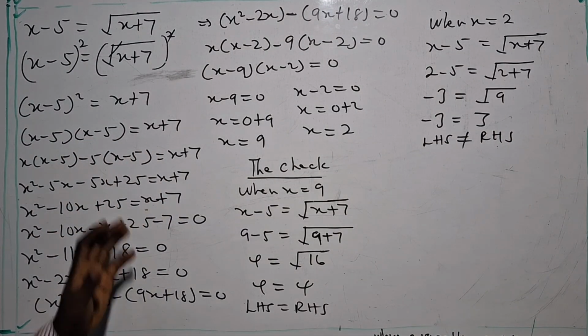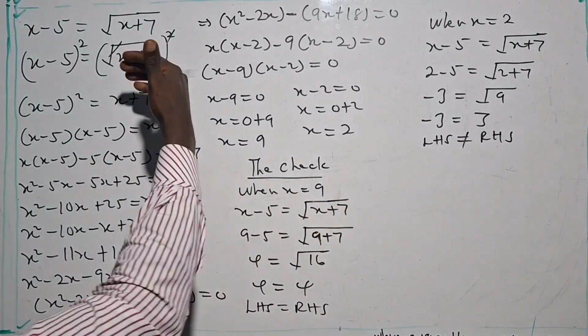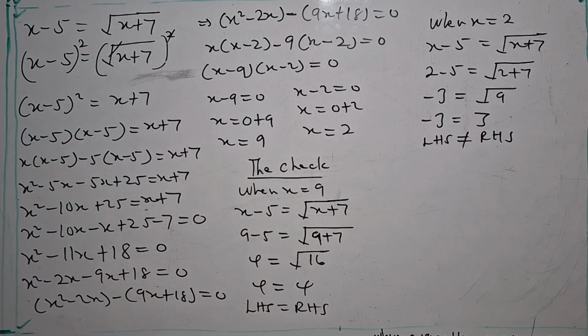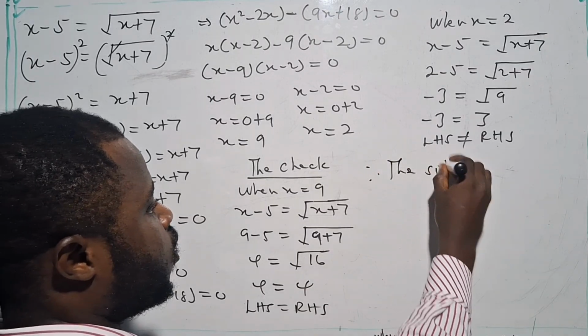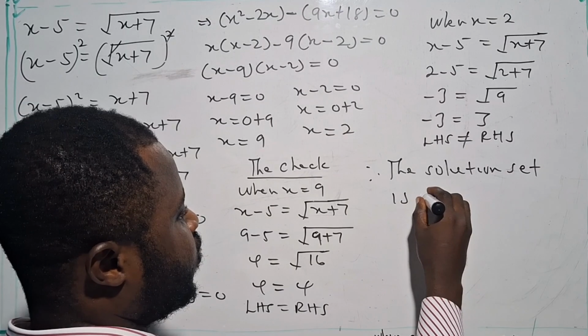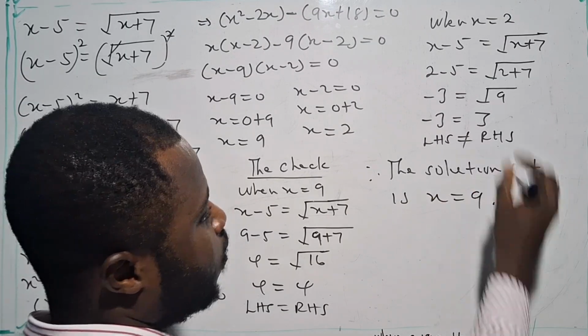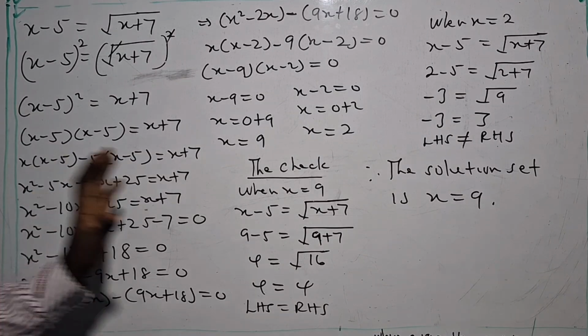This is all about radical equation, but that's not the end. I'm not leaving my answer here. When you finish solving correctly, you do the checking to see the correct solution set. So which one of them satisfies the equation? It is x equal to 9. So you conclude by saying, therefore, the solution set is x is equal to 9. As simple as that.